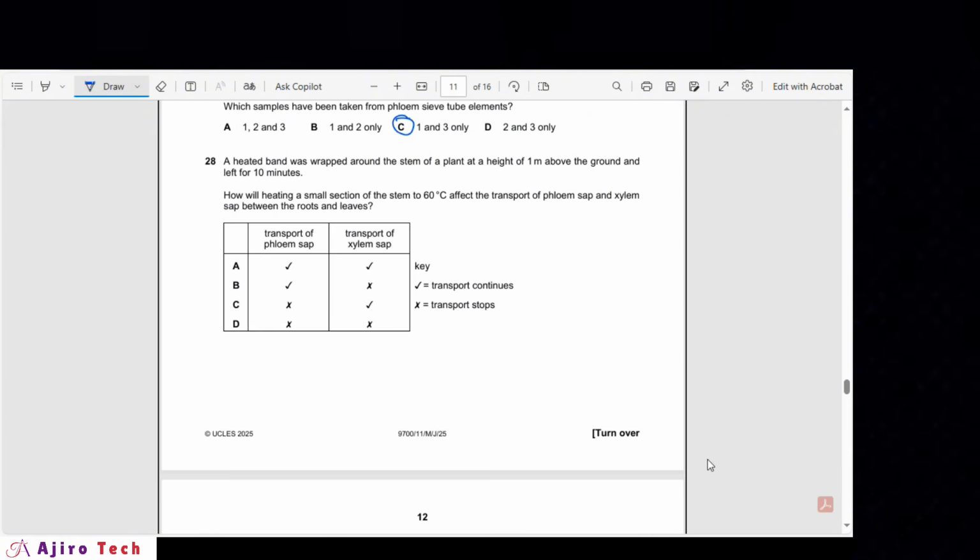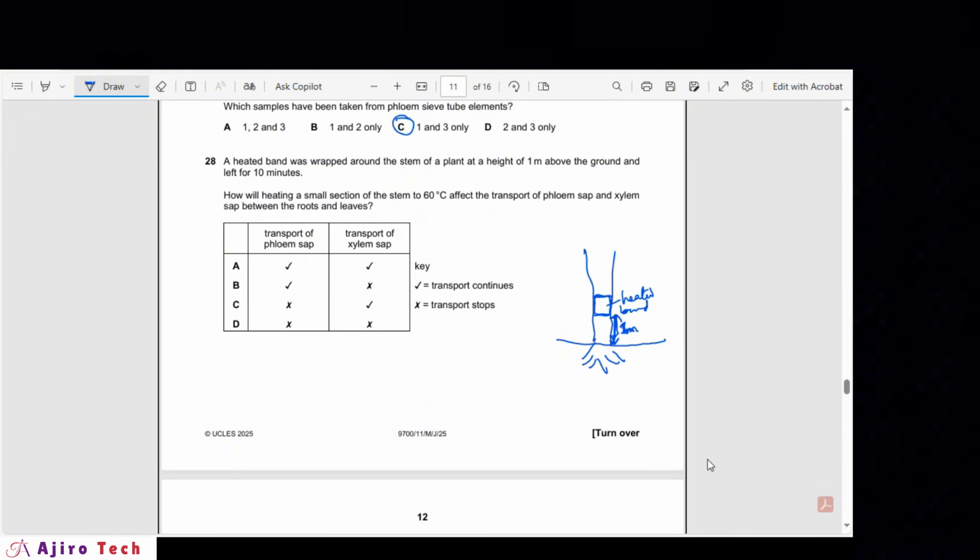A heated band was wrapped around the stem of a plant at a height of 1 meter above the ground. So we have the plant, and this is the ground. A heated band was wrapped around the stem 1 meter above the ground. Beg your pardon, 1 meter, not 1 millimeter. And left for 10 minutes.